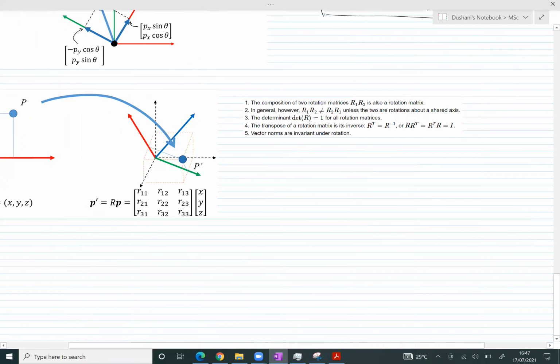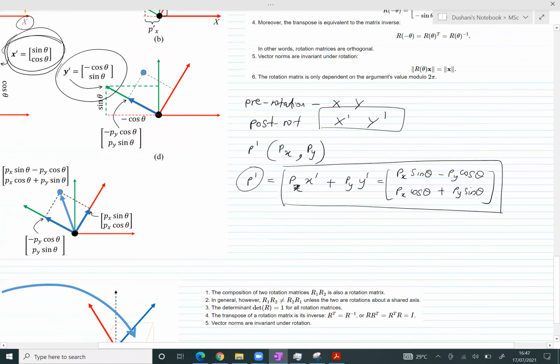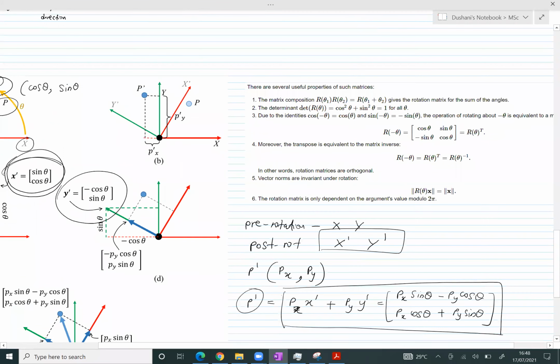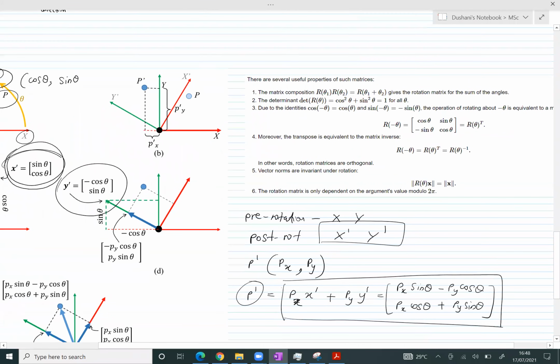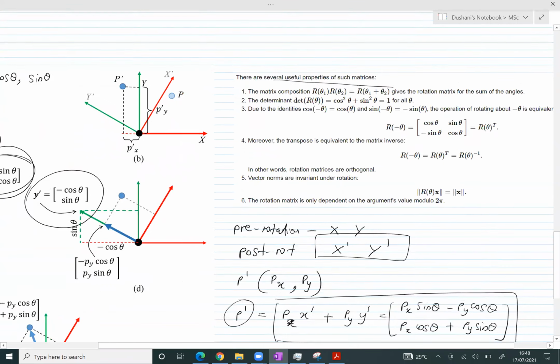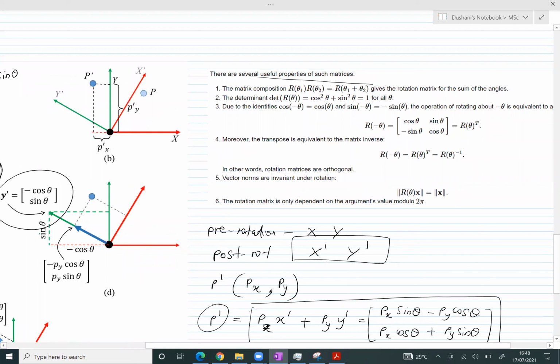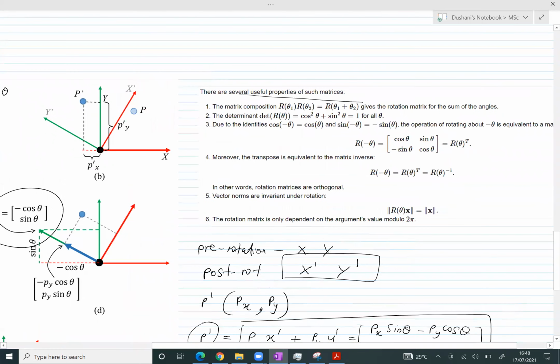Okay, then when it comes to 3D rotations, before we go to 3D, there are certain properties that we need to talk about. The matrix composition R theta 1 R theta 2 equals R theta 1 plus theta 2. This gives the rotation matrix for the sum of the angles.